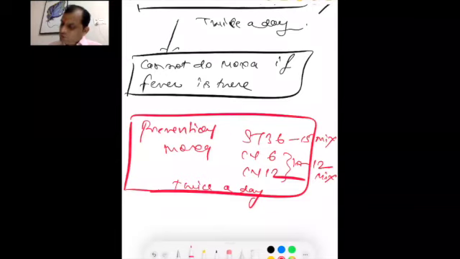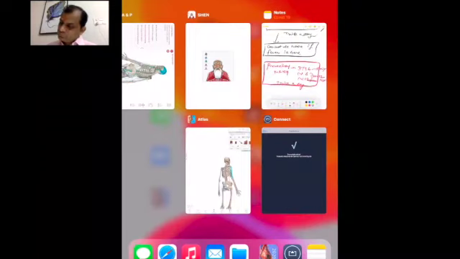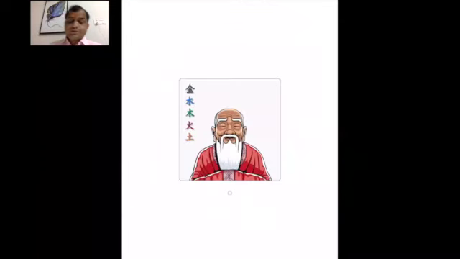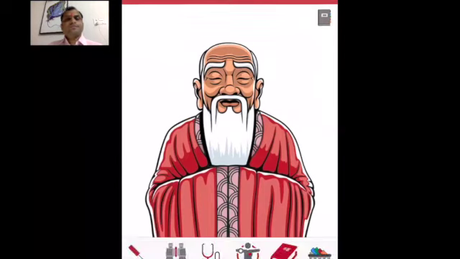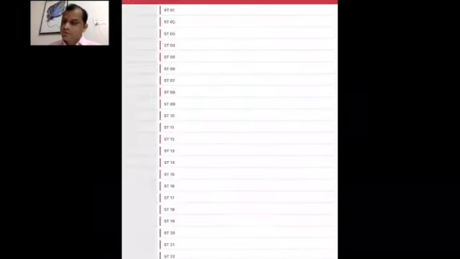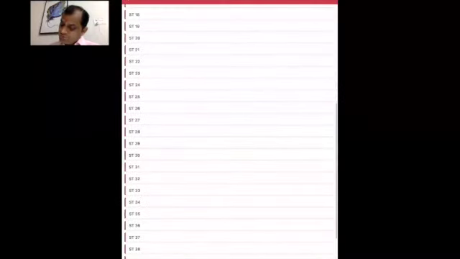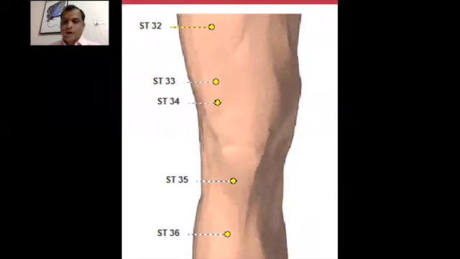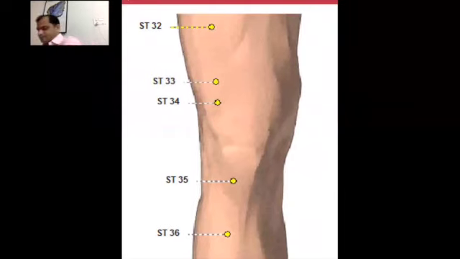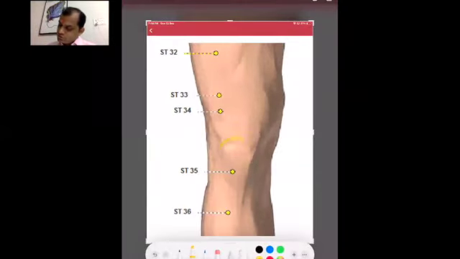So let's see the location of stomach 36. Stomach 36 is a very famous point. Many people do moxibustion regularly, whether they have any problem or not. This point improves vitality. So we can see in this image. If we look at this image, this is the knee joint.